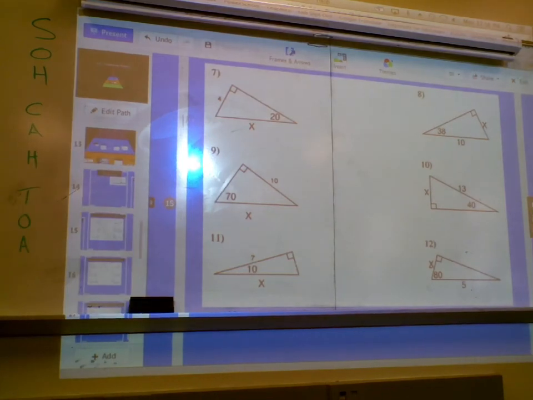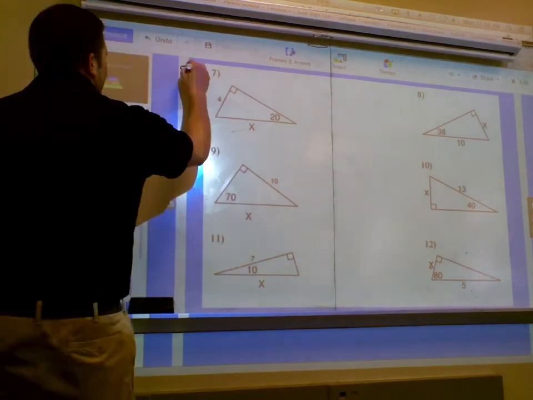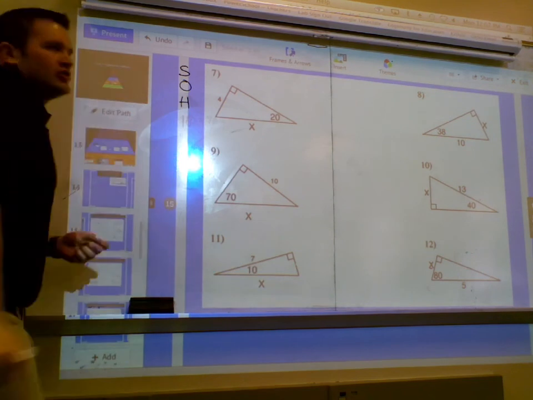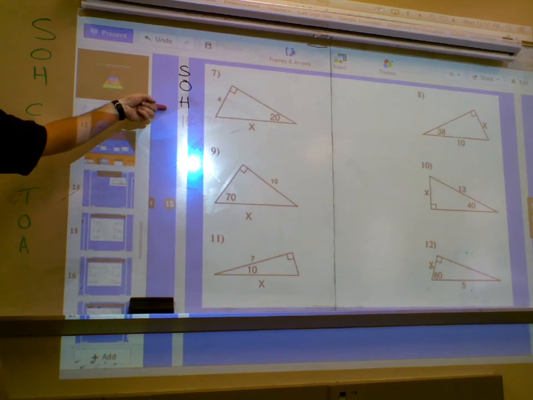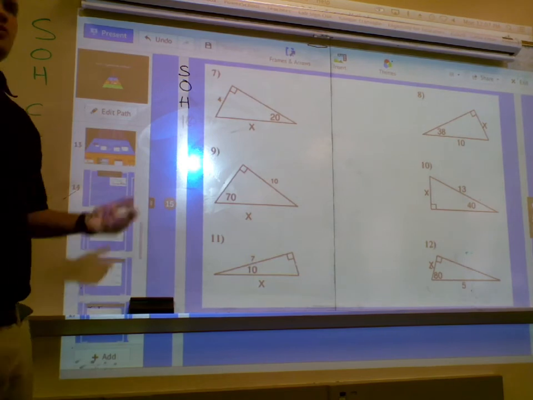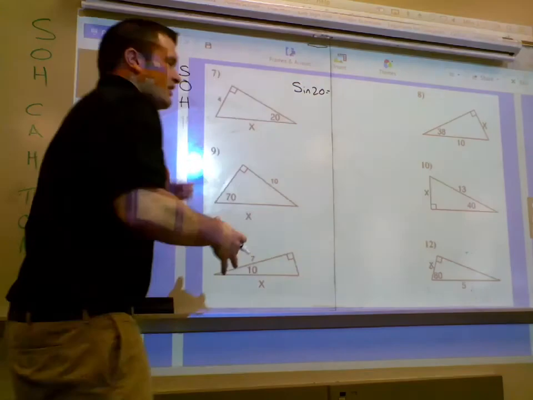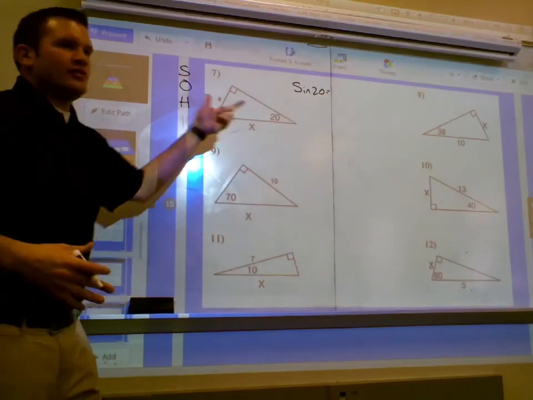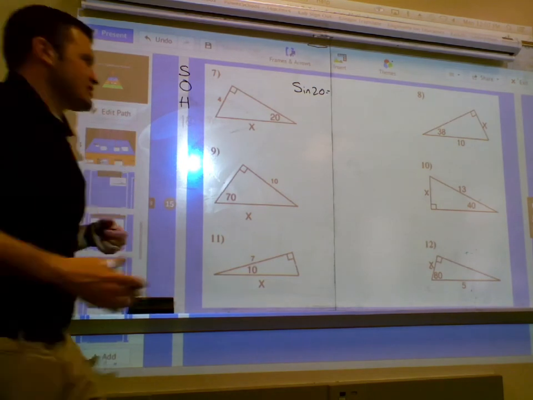So, find x. In this example, they said we need to use sine. Sine is SOH: S for sine, O for opposite, H for hypotenuse. So in this triangle, what's my angle theta? 20. So I can do sine of 20, and I know that sine is opposite over hypotenuse. What's opposite 20? 4. What's my hypotenuse? x.